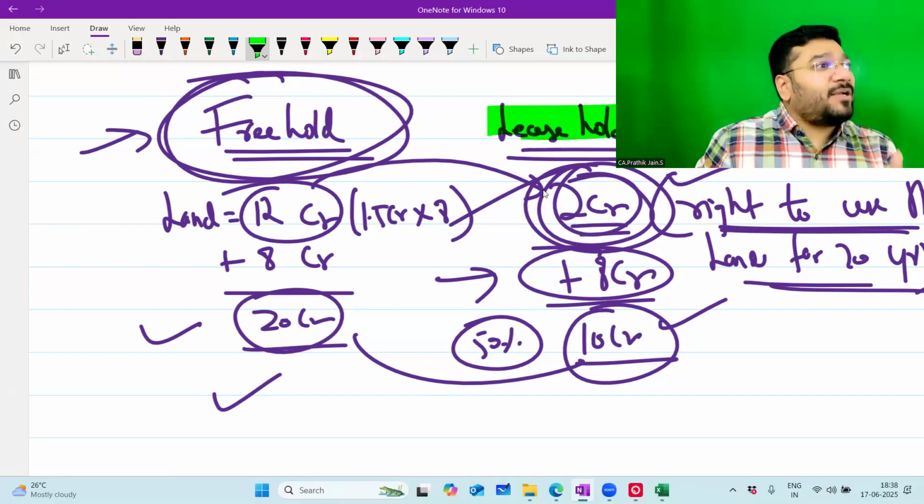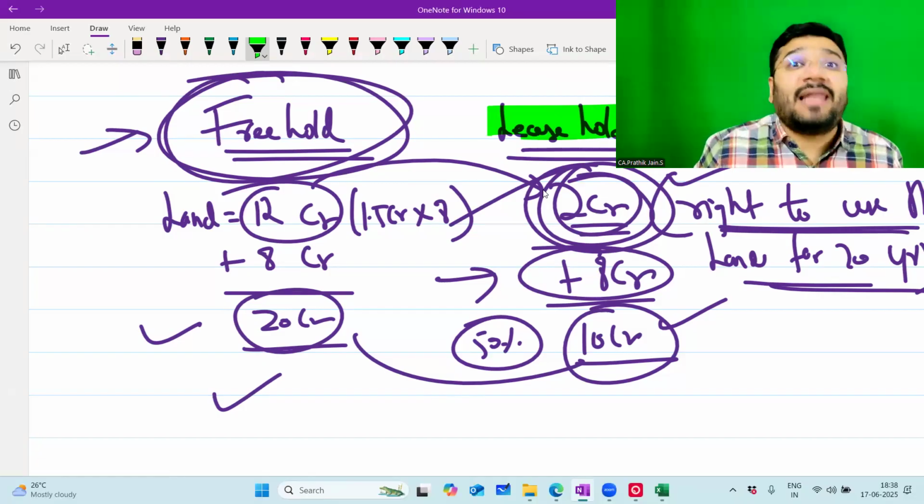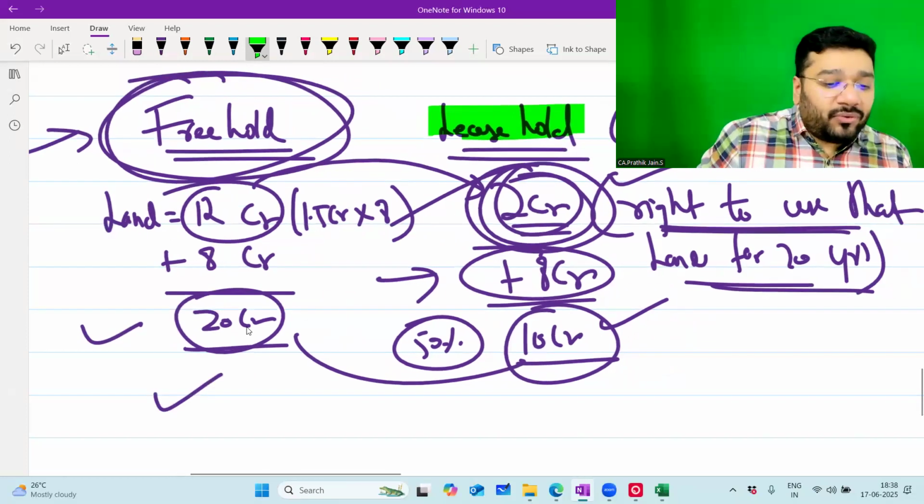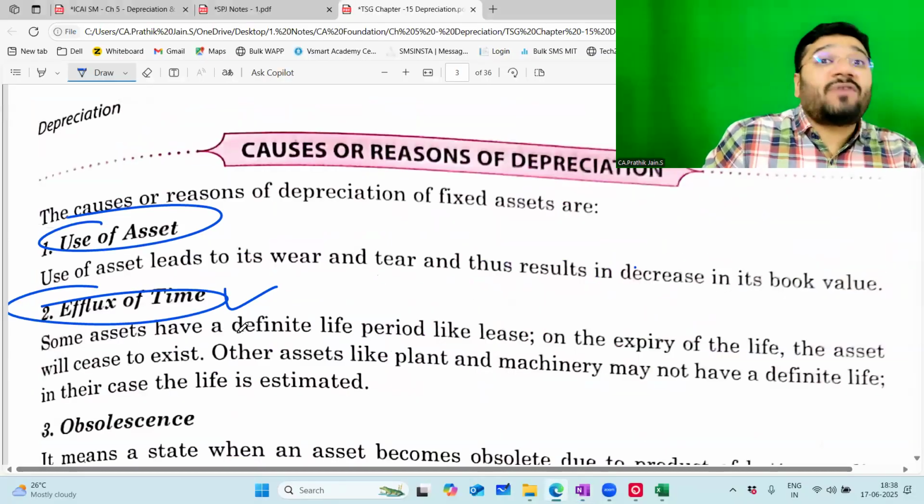For me, it is a depreciable asset, no boss. Because after 20 years, I have to surrender the land back to him. So for me, this is a depreciable asset. For the owner, this is an appreciable asset. Are you able to follow? So now here, I'm telling you, there's a fall in the value of the asset because of efflux of time.